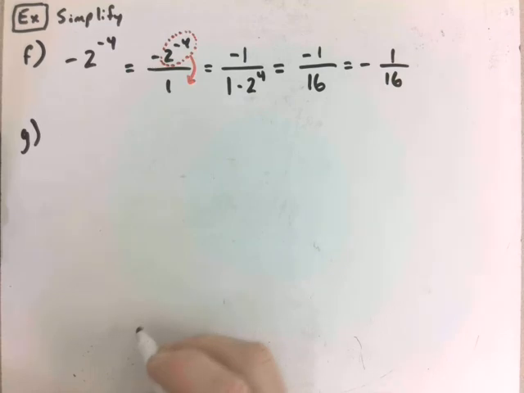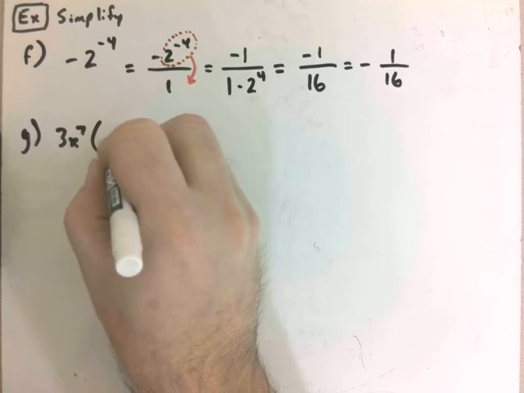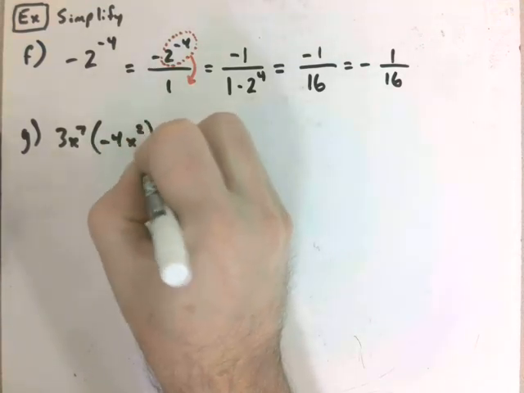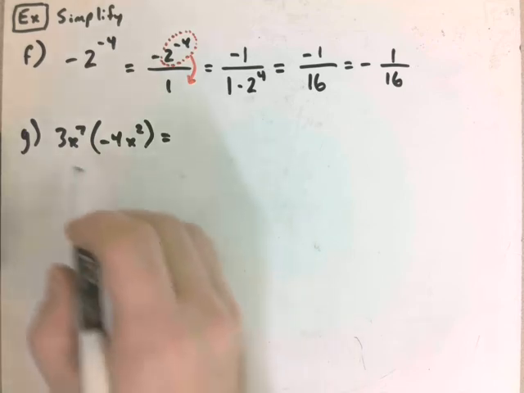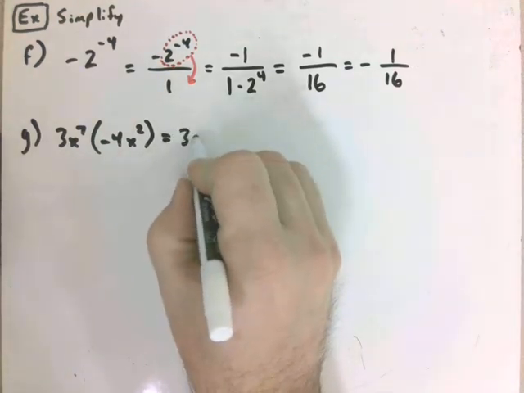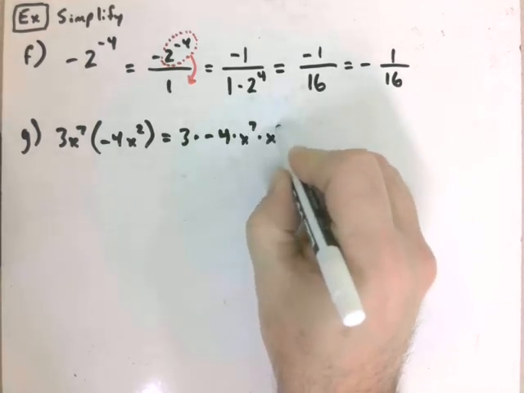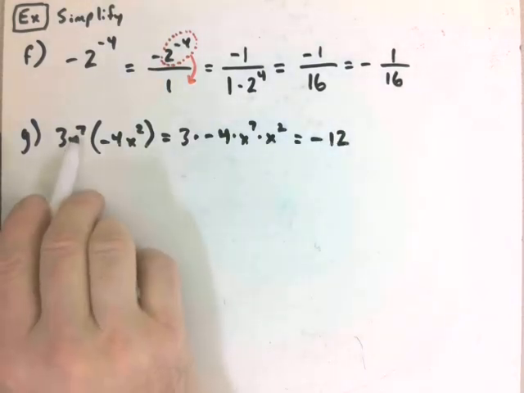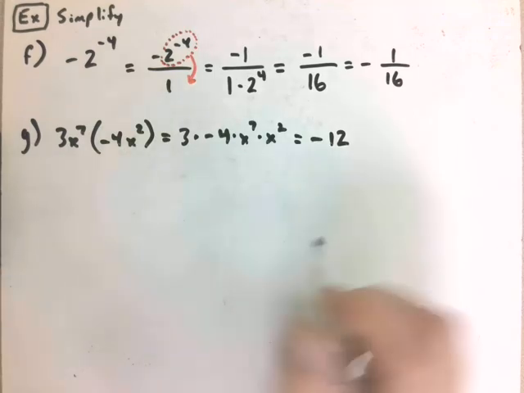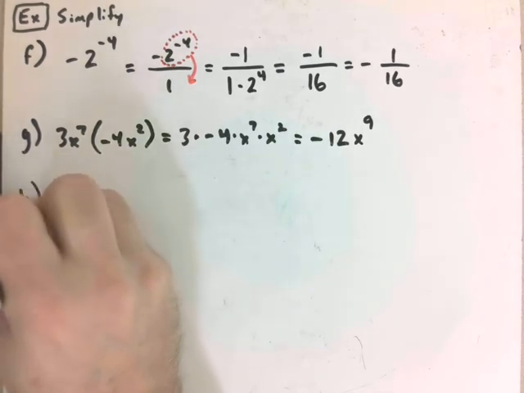For letter G, we're going to do a 3x to the 7th times a -4x squared. If you look at this from left to right, we just have multiplication and powers. So you want to think of this like 3 times the -4 times x to the 7th times x squared. Multiplying our regular numbers together would give us a -12, and then x to the 7th times x squared. We add those exponents, so your final answer would be a -12x to the 9th.